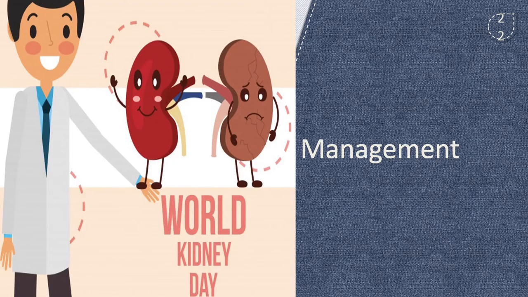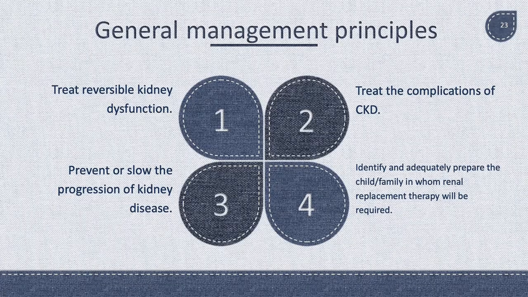We will now consider the management principles of chronic kidney disease. The general management principles of CKD encompass four important areas. Firstly, to treat reversible kidney dysfunction. Secondly, you want to treat the complications of CKD. Thirdly, you want to prevent or slow the progression of kidney disease. And lastly, you want to identify an adequately prepared child and their family in whom renal replacement therapy will be required.